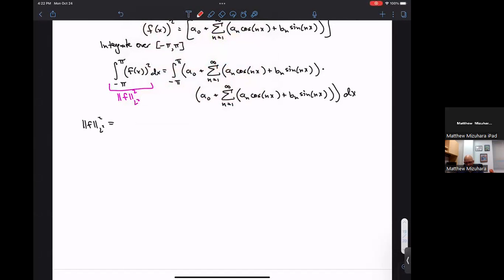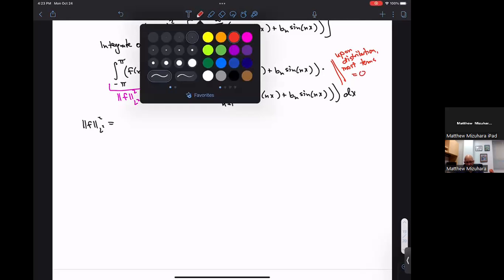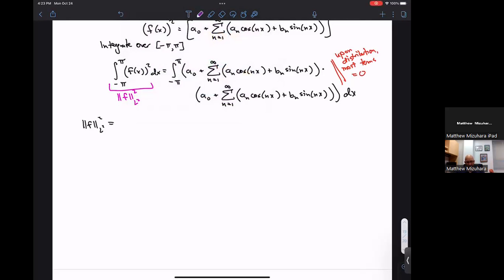Okay, so the thing here to notice is that upon distribution, most terms will equal zero. And so we can spend our time just thinking about which terms will not be zero. So for example, when I multiply the a naught times the a naught, this is when I integrate not going to necessarily be zero. So let me keep that term. So the integral from minus pi to pi of a naught quantity squared dx will stick around.